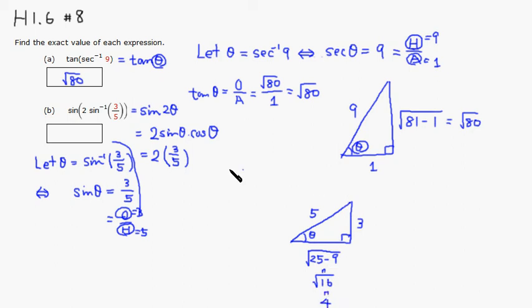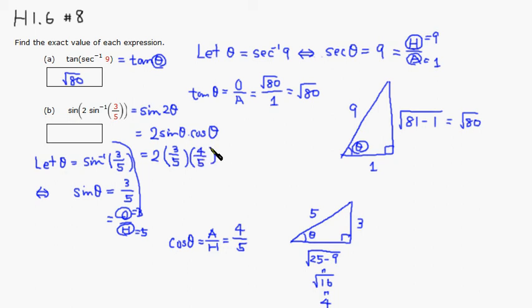So we can find the cosine of theta because cosine of theta, by definition, is adjacent over hypotenuse. The adjacent is 4, which we just found, and the hypotenuse is 5. So cosine here is 4 over 5.